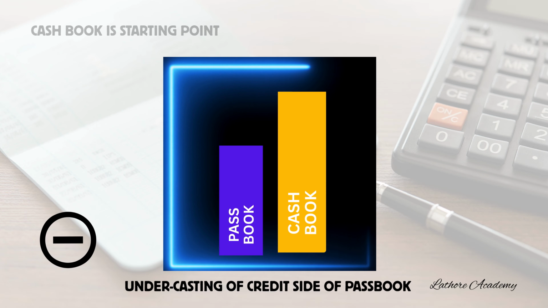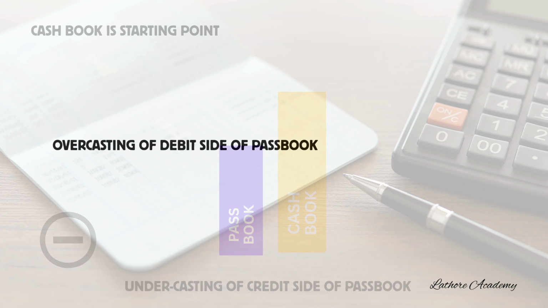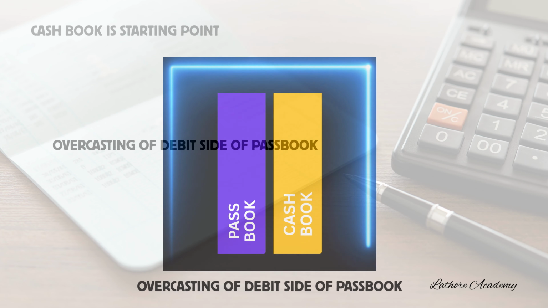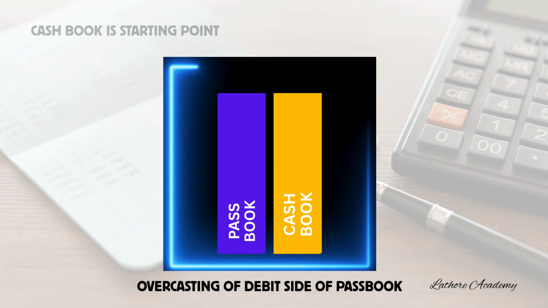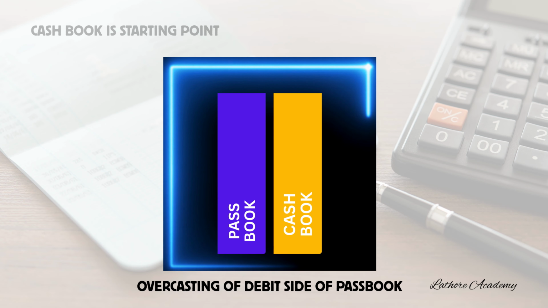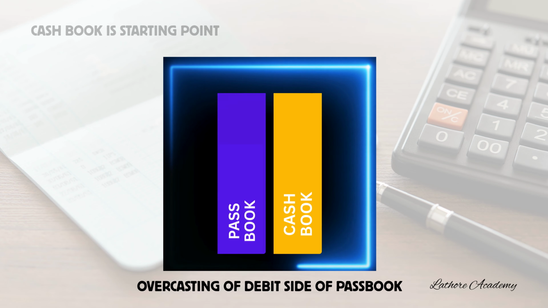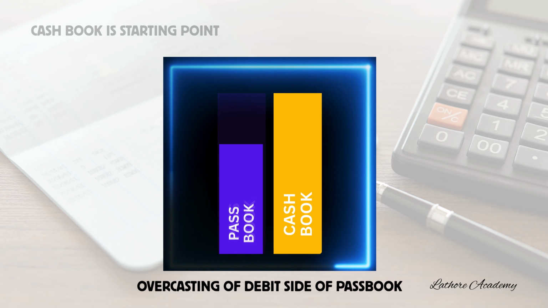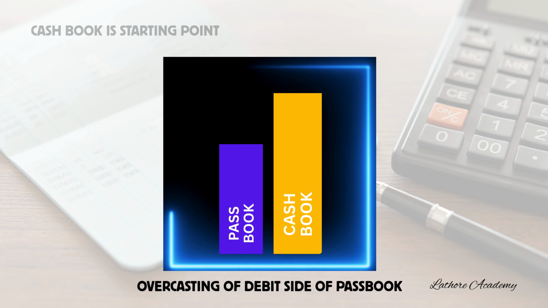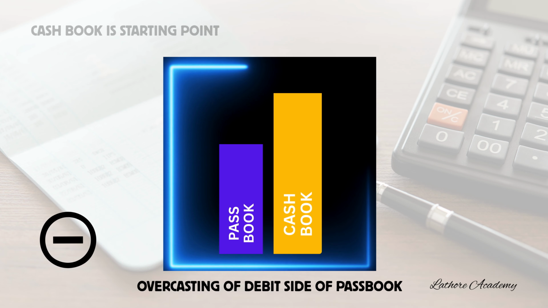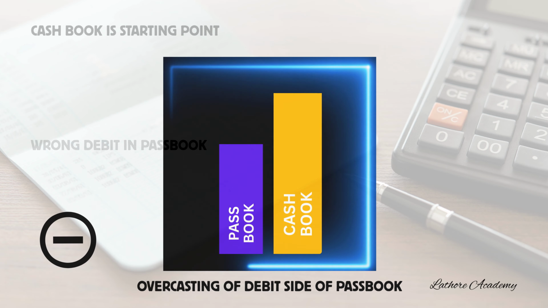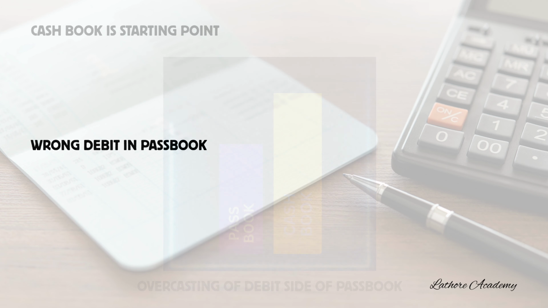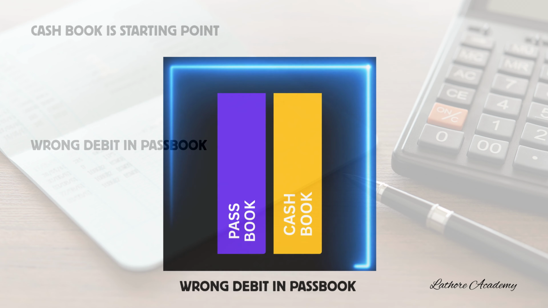Moving on to the next transaction, overcasting of the debit side of the passbook. If the bank has incorrectly totaled the withdrawals as more than actual, we call it overcasting of the debit side. So your bank balance appears lower in this case. And we have to subtract this particular transaction from the cash book balance. Moving on to the next transaction, wrong debit in the passbook.